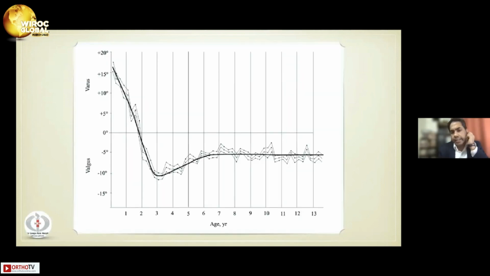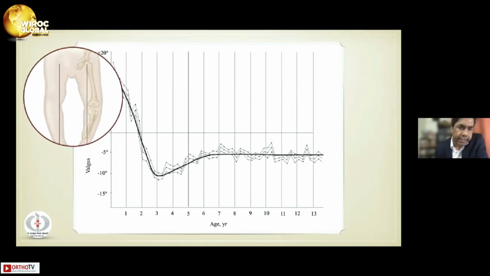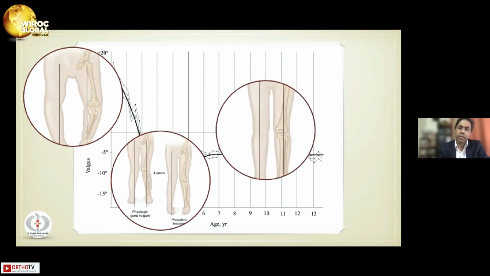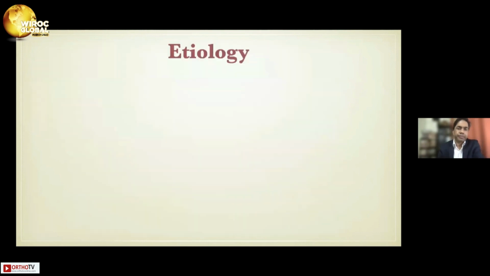So Venka and colleagues have plotted this graph and they have said that usually it's a phenomenon that up to 1, 1.5 to 2 years of age, it's the physiological varus, which moves towards the valgus. And at around 4 years, the valgus is maximum, which settles down at around 7 or 8 degrees of normal valgus at around 7 or 8 years.